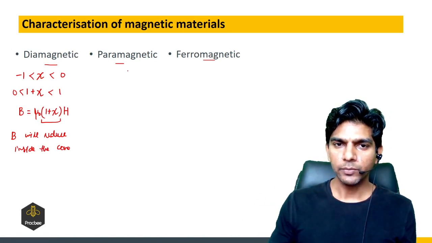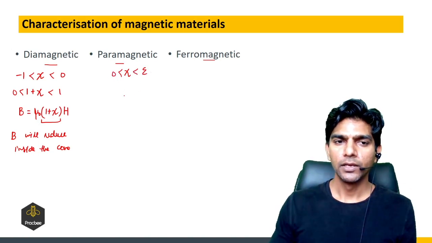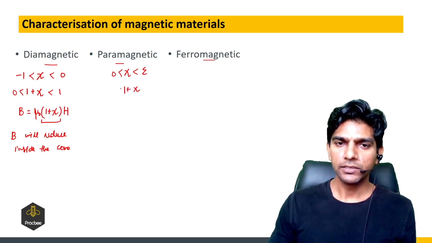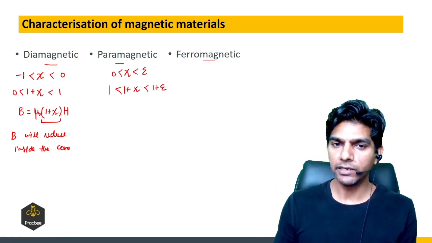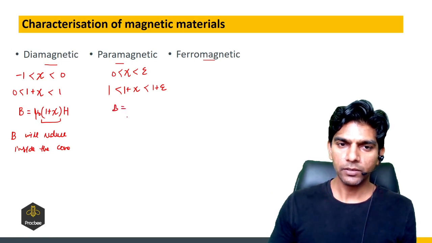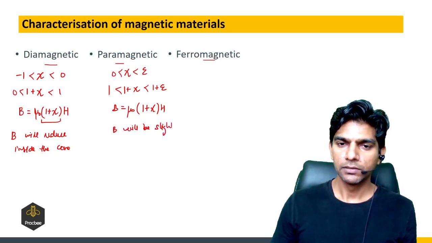Now in paramagnetic material, chi value is positive, it is greater than 0 and less than some finite value, which will be a very small number. So we can say 1 plus chi is greater than 1 and less than 1 plus epsilon. It is slightly greater. So 1 plus chi is slightly greater than 1. So we can say B will be mu naught times (1 plus chi) times H. So we can say B will be slightly greater due to presence of the core.